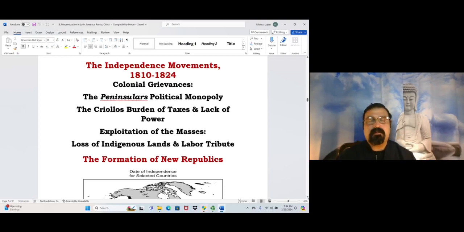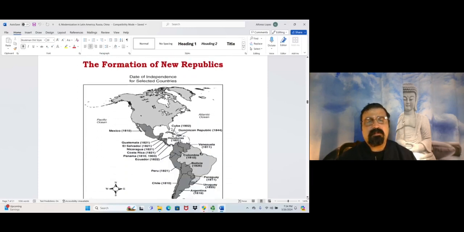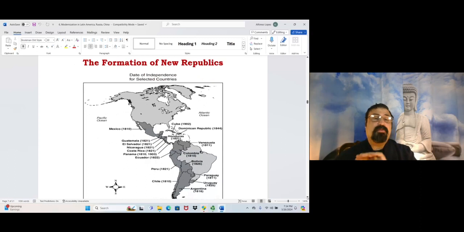Again, the independence movements of what is called Spanish America. And by 1824, the struggle was completed. The Creoles, who were the leaders of those revolutions, ended up succeeding in freeing themselves from Spain. Spain recognized their independence.